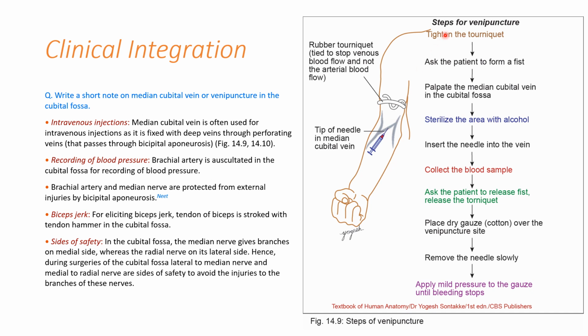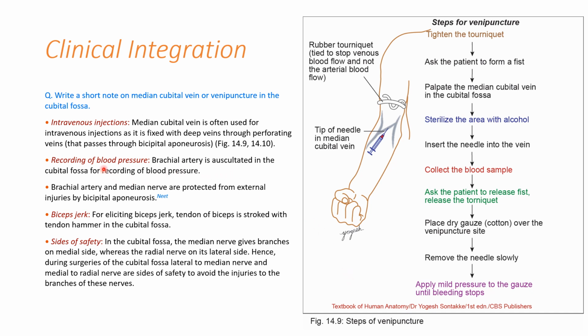The steps for venipuncture: tighten the tourniquet, ask the patient to form a fist, palpate the median cubital vein in the cubital fossa, sterilize the area with an alcohol or spirit swab, insert the needle into the vein, collect the blood sample, then ask the patient to release the fist, then release the tourniquet. Place dry cotton over the venipuncture site, remove the needle slowly, and apply mild pressure to the gauze until the bleeding stops.